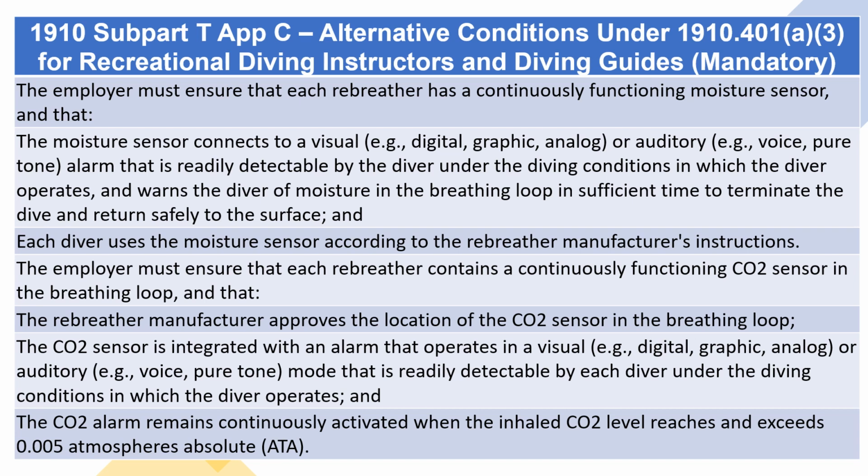The employer must ensure that each rebreather contains a continuously functioning CO2 sensor in the breathing loop and that the rebreather manufacturer approves the location of the CO2 sensor in the breathing loop. The CO2 sensor is integrated with an alarm that operates in a visual, e.g., digital, graphic, analog, or auditory, e.g., voice, pure tone, mode that is readily detectable by each diver under the diving conditions in which the diver operates, and the CO2 alarm remains continuously activated when the inhaled CO2 level reaches and exceeds 0.005 atmospheres absolute, ATA.